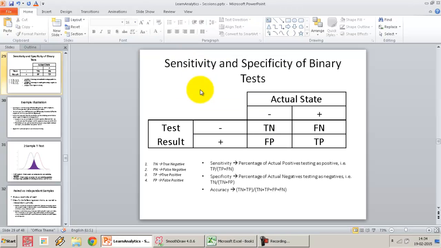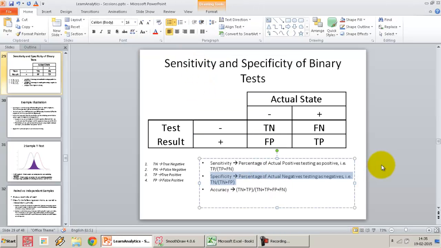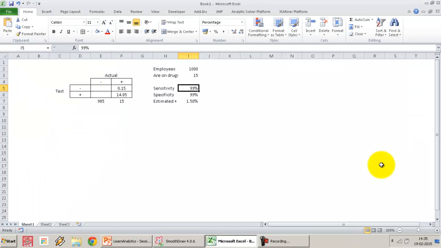Now, what is specificity? Specificity is percentage of actual negatives testing as negatives, and we know specificity is also 99%. So we know that this is the negative testing as negative, and this is supposed to be 99% of 985. So how many are going to fall into this quadrant? This is the total number of negatives, 985, and 99% of them will test as negative. So approximately 975.15 will test as negative. So how many will test as positive? It will simply be the column total minus the first quadrant. So 9.85 will test as positive when they're actually negative.